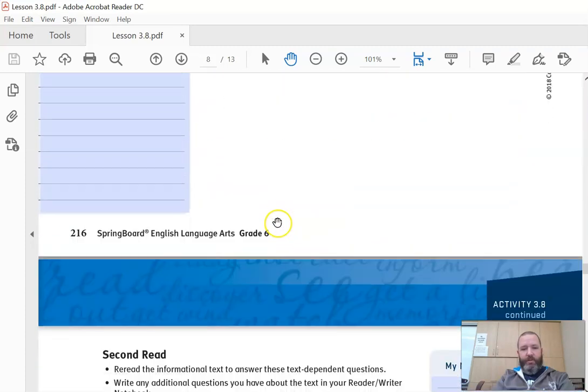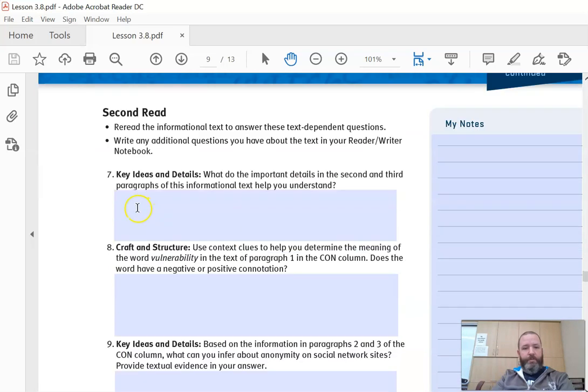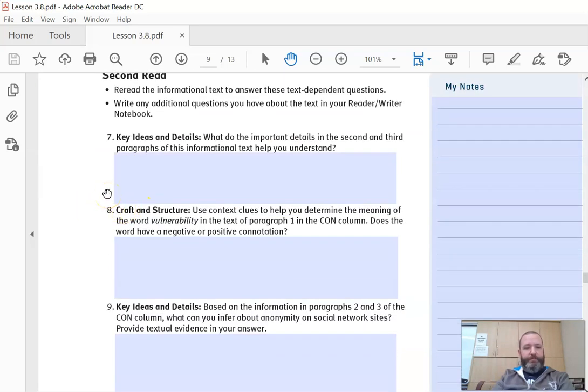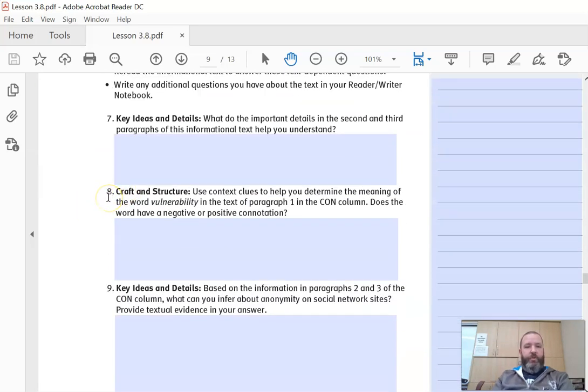So that's kind of helpful for this article. Not a typical setup for an article. So after you read that, number 7, what are the important details in the second and third paragraphs of this informational text to help you understand? Number 8, use context clues to help you determine the meaning of the word vulnerability in the text of paragraph 1 in the con column.